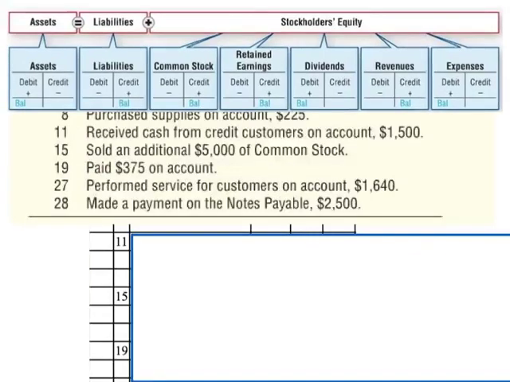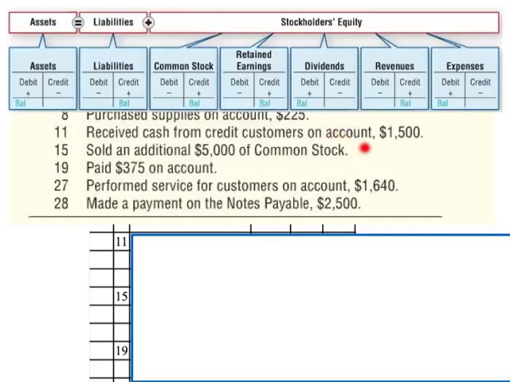Okay, on the 11th, we received cash from credit customers on account. So customers that we have previously billed are now paying us. Anytime we receive cash, we get to debit our asset, cash, because that's going to increase that asset. And then from customers on account. So we had previously billed these customers. When we bill our customers, we call that accounts receivable, and we would debit our accounts receivable at the time.